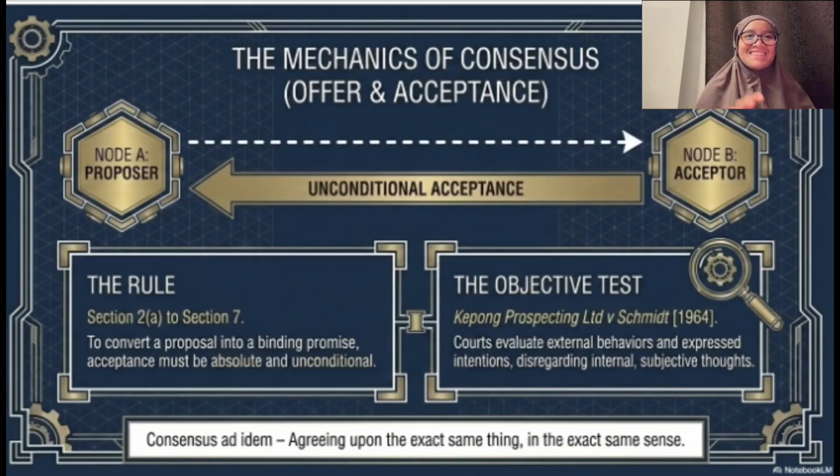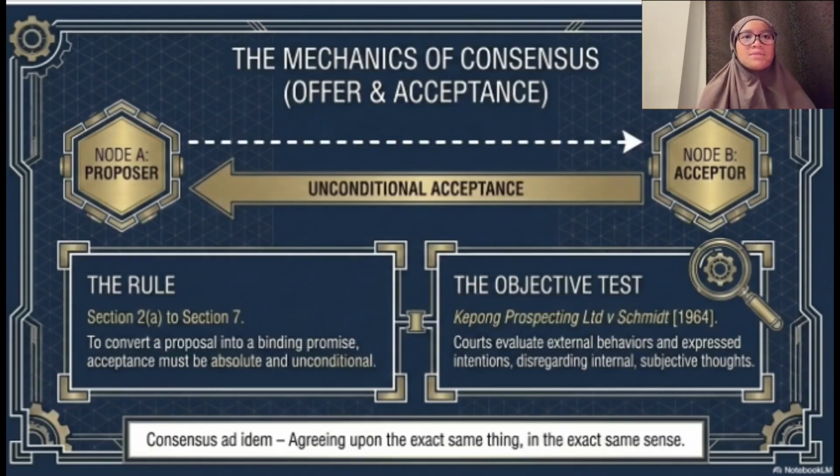This ensures certainty and clarity in contractual agreements. Both parties must clearly understand and agree to the same terms before a contract can exist. This slide also highlights the concept of consensus ad idem, which means agreeing upon the exact same thing in the exact same sense. In simple terms, both parties must have the same understanding of the agreement. Without this mutual understanding, there is no true consensus and therefore no valid contract.